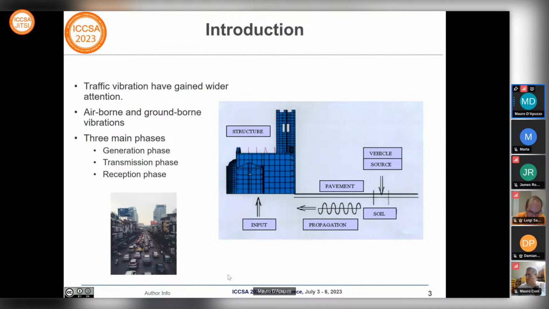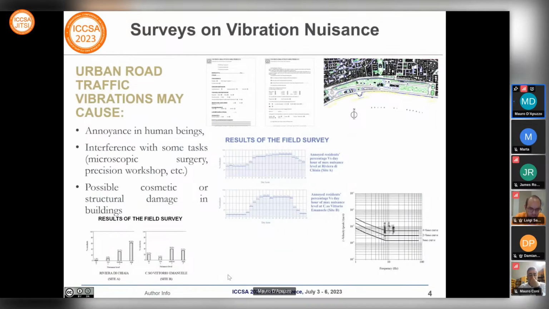But before evaluating prediction tools, we need to focus on the issue. So I just want to recall a very early study that we carried out more than, we may say, 20 years ago on this problem.